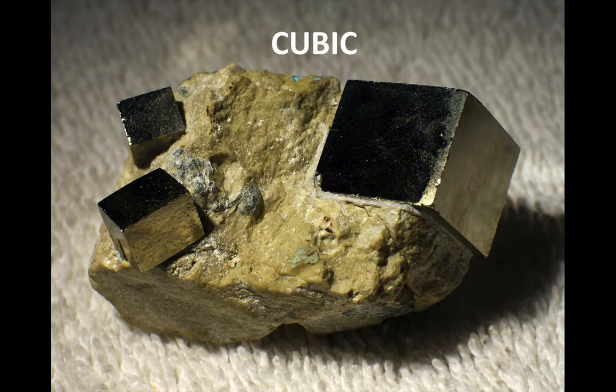The first crystal form is cubic. With this crystal form, the sides of the crystal are roughly square, so they have even length sides. The crystals themselves have 6 sides. Each of those sides is at 90 degrees to the other.